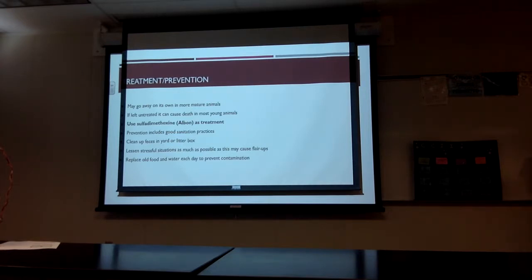Use sulfadimethoxine or Albon as treatment. Prevention includes good sanitation practices, so picking up old poop, cleaning litter boxes, cleaning up the yard area of any poop. Keep stress in your animal down if they do have it, because that can cause many flare-ups and can cause more clinical signs to appear. And replace old food and water to prevent contamination.